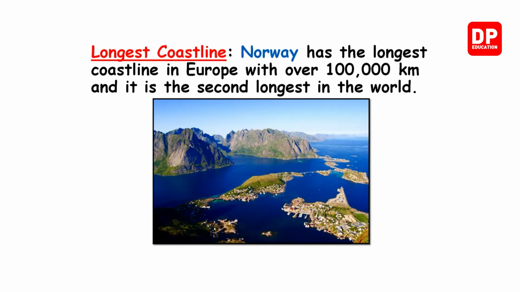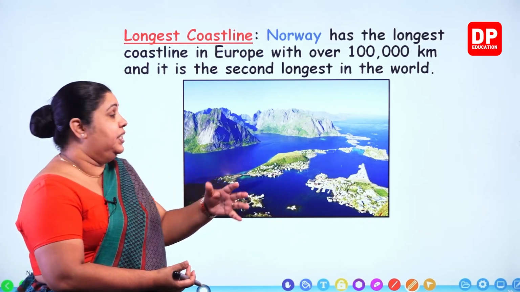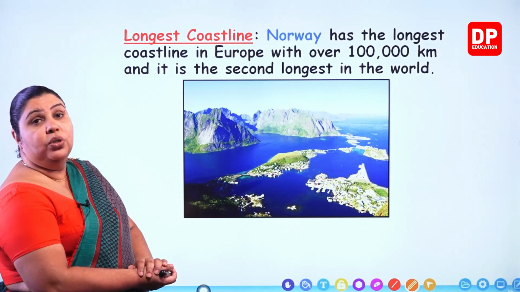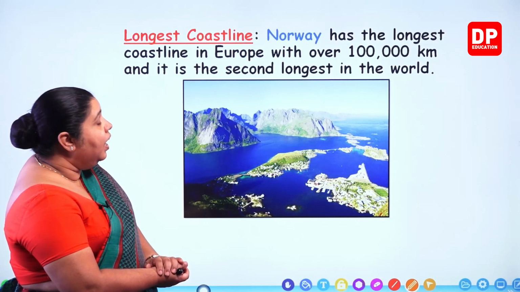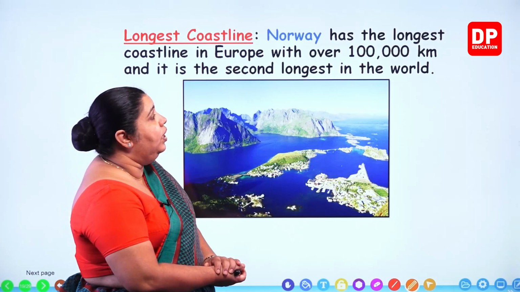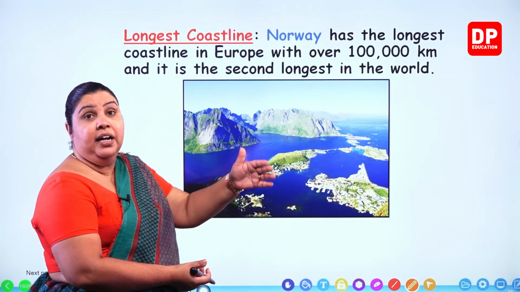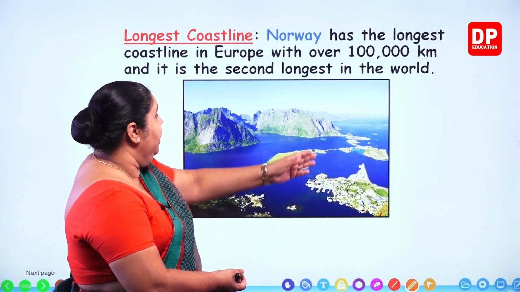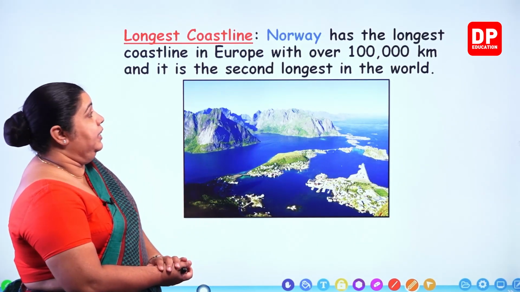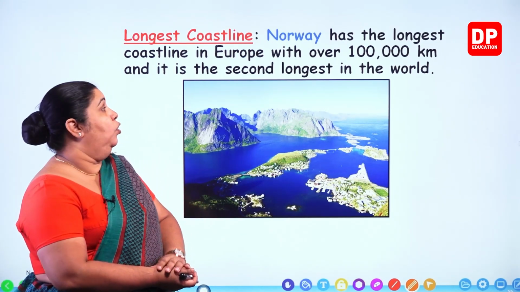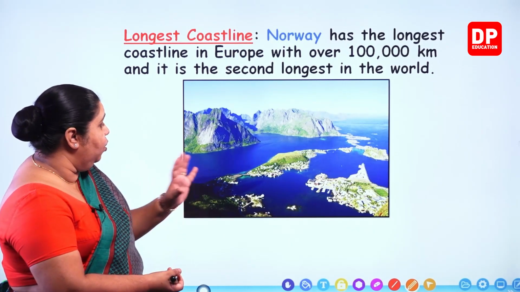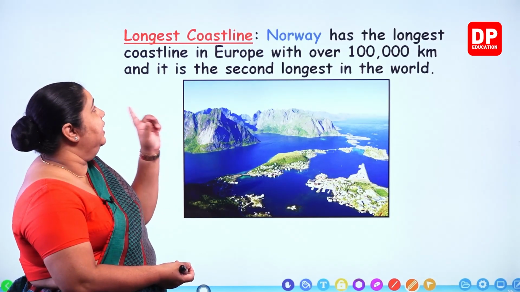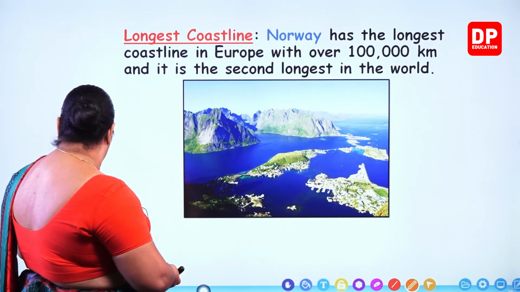Then what is the longest coastline in Europe? Which coastline along the sea borders is the longest for ship traffic? Norway has the longest coastline in Europe with over 100,000 kilometers, and it is the second longest in the world. It is about a hundred thousand kilometers long. And it is in Norway. The coastline is in Norway and it is 100,000 kilometers. So can you see how beautiful that area is, and Norway, the country, it's so beautiful. It contains the longest coastline in the European continent.